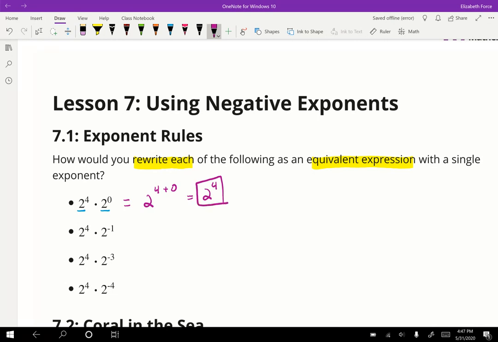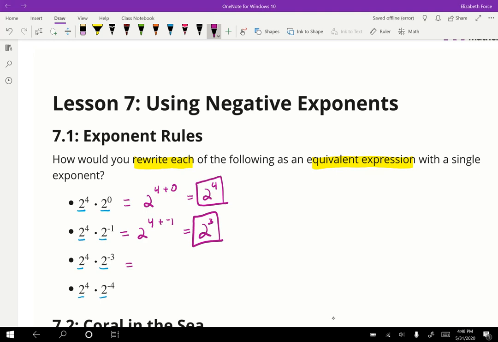And all of this is multiplication, and they all have the same base. So we want to just focus on adding the exponent, not multiplying the bases. So this is going to be 2 to the 4 plus negative 1. When you're adding two numbers and they're opposite signs, it's actually a subtraction. So this is going to be 2 to the 3rd power.